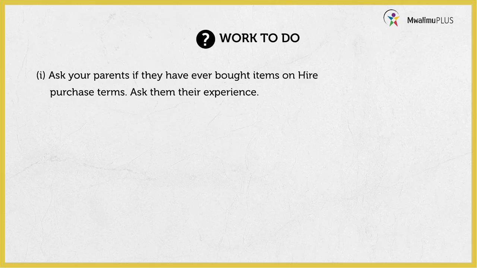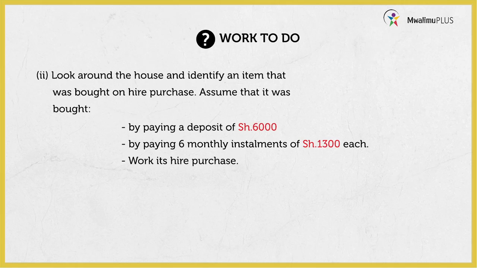That is activity 1. Then activity 2, I would want you to look around the house, and then you identify an item or 2 or many that were bought on hire purchase. Then, assuming that one of them was bought by paying a deposit of 6,000 shillings, and also 6 monthly installments, and each was 1,300 shillings, then can you try to work out the hire purchase? Those 2 activities, I think, are very good to give you some experience on hire purchase.